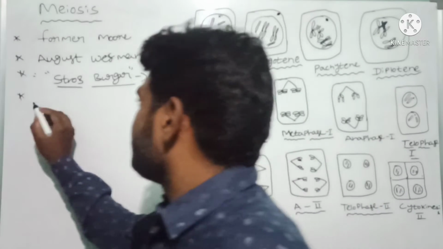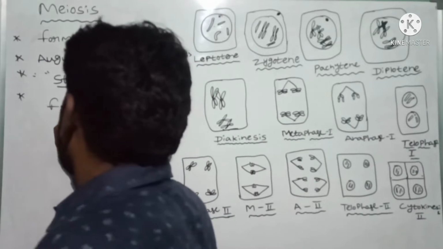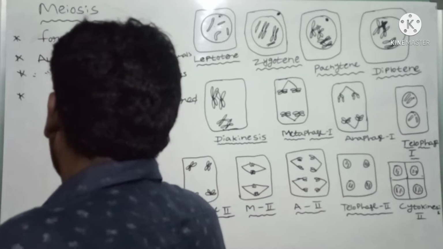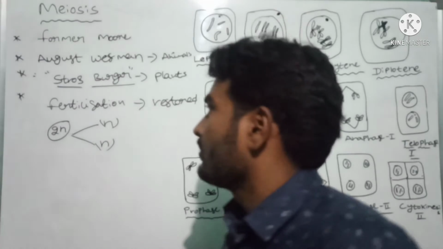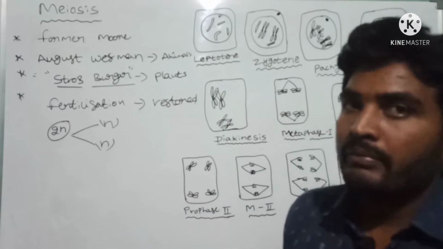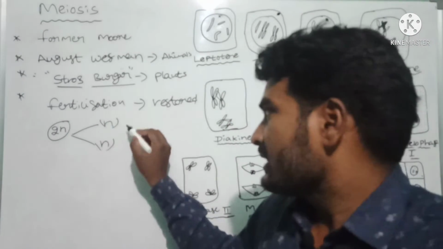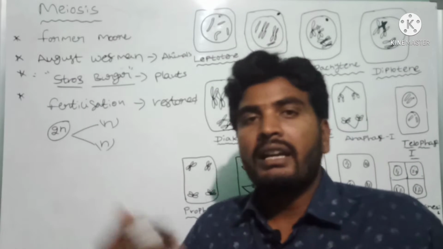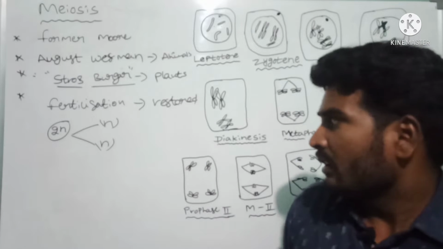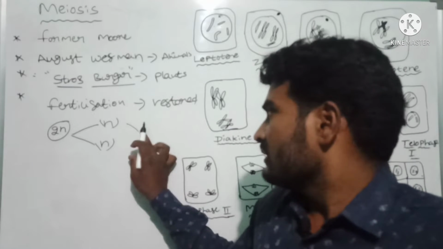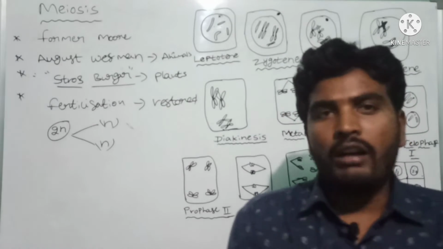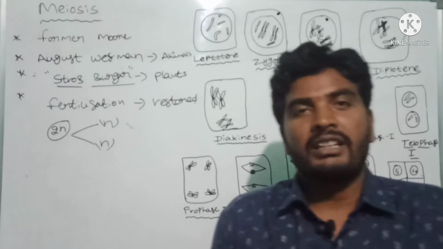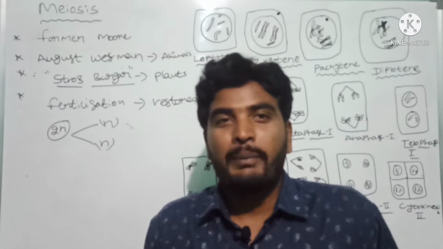If you see, during meiotic cell division, haploid N gametes get separated. During fertilization, the separated gametes are fused, and we again get one organism. Like this, we again get different organisms. This meiosis cell division we also call heterotypic cell division.